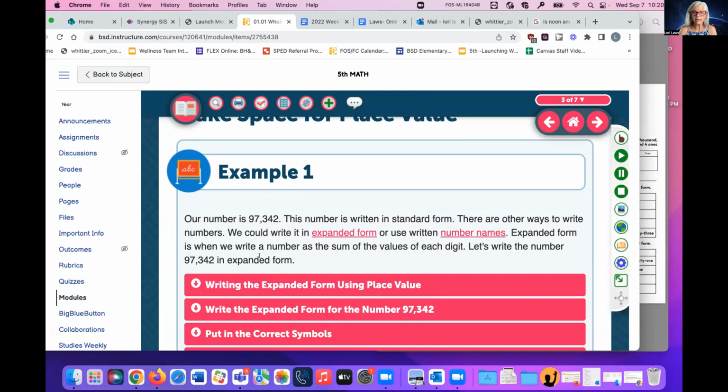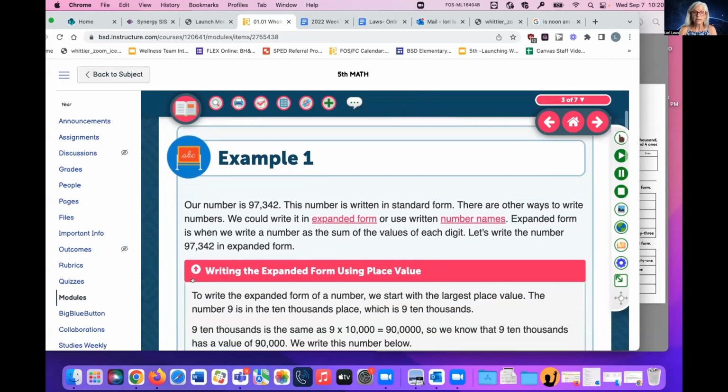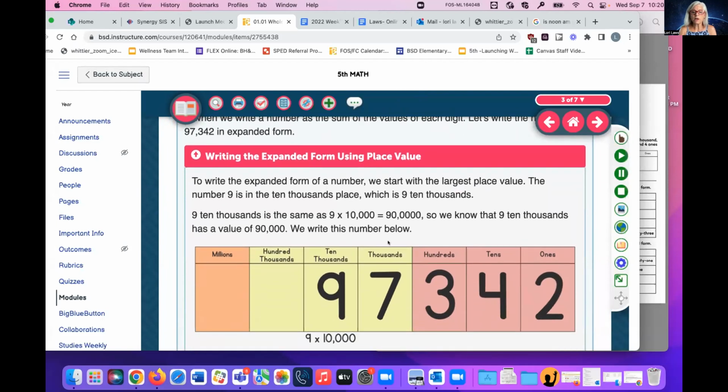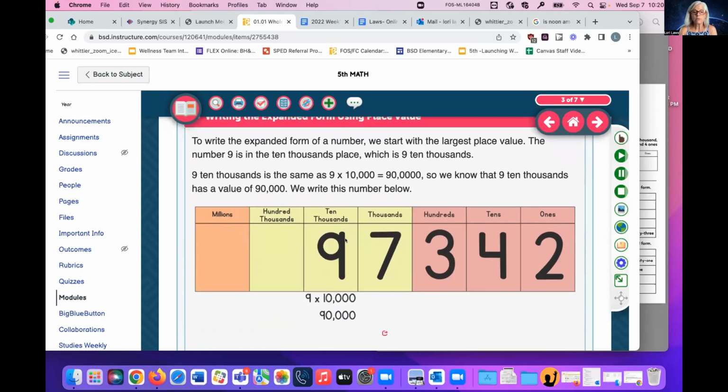To write the expanded form of a number, we start with the largest place value. The number 9 is in the 10,000s place, which is 9 10,000s. So we write it like this. 9 10,000s is the same as 9 times 10,000, which is 90,000. So we know that 9 10,000s has a value of 90,000. We write this number below. 9 times 10,000 or 90,000.